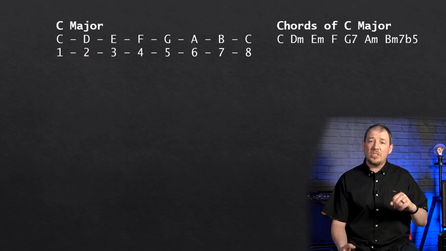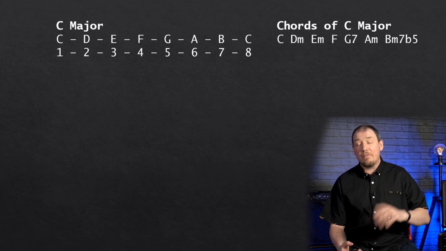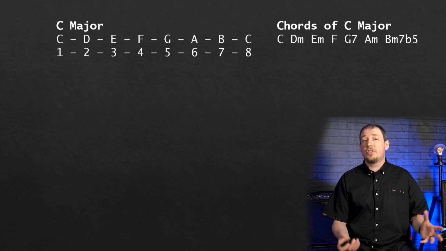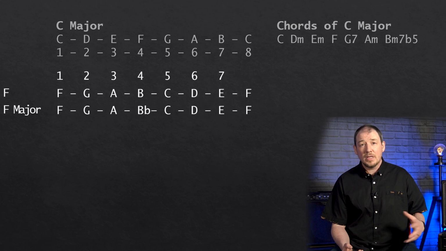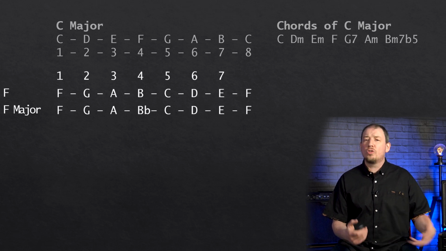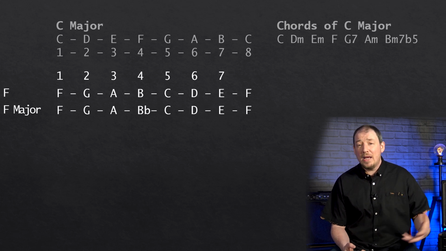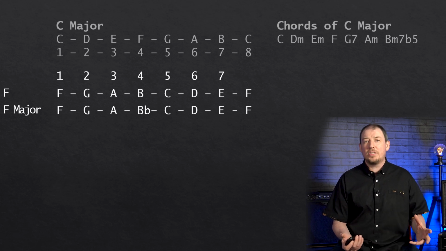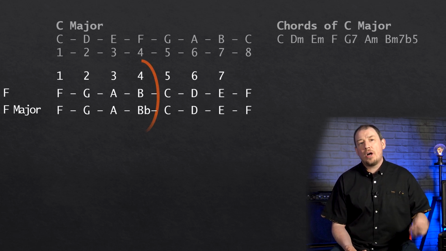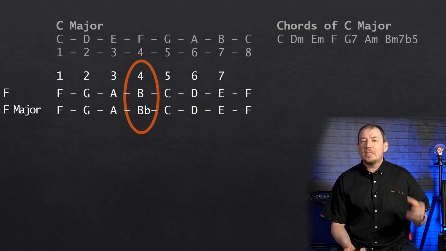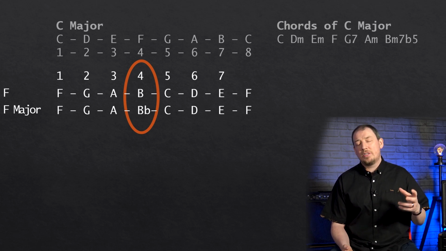So now let's do the same thing, but going from F to F, again just using the notes of the C major scale. Those notes would form some kind of F major scale. If we compare that to the actual F major scale, we can see that again, it's almost the same, except now it's got a sharpened 4th. That means it's got a B natural, whereas the F major scale would have a B flat.